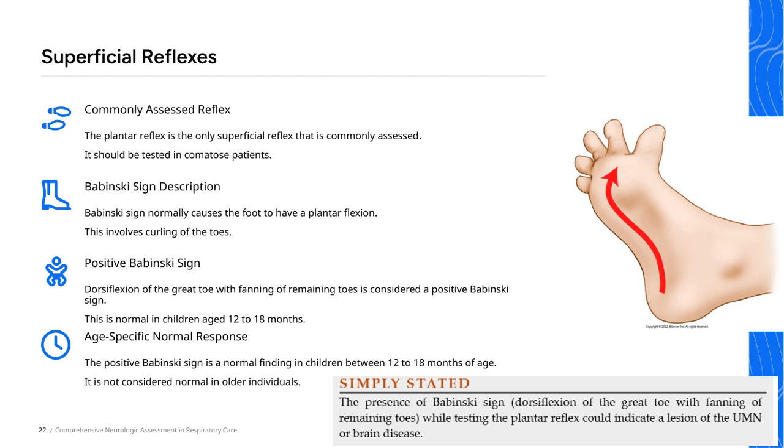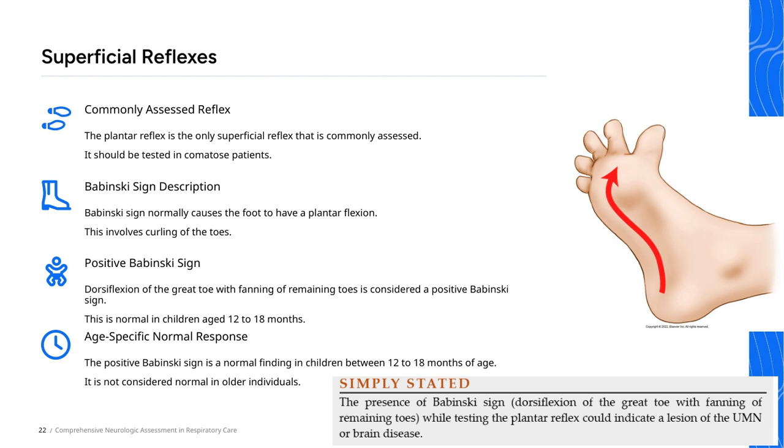Now, when we talk about what a positive Babinski sign actually looks like, it involves dorsiflexion of the big toe, meaning the toe lifts upward, and fanning of the other toes. This response is normal in children in that specific age range, but in older individuals, it suggests a possible neurological deficit. It's important to understand that normally, stimulation of the sole causes flexion of the toes, what we call plantar flexion. So, a positive Babinski sign, which involves toe dorsiflexion, is a significant change from the normal response.